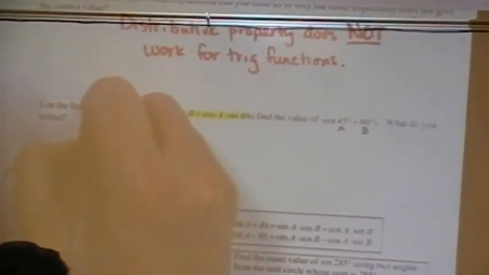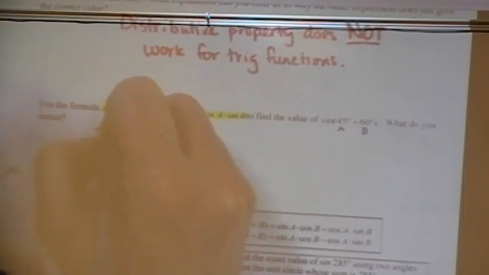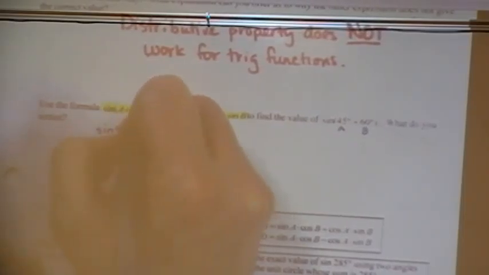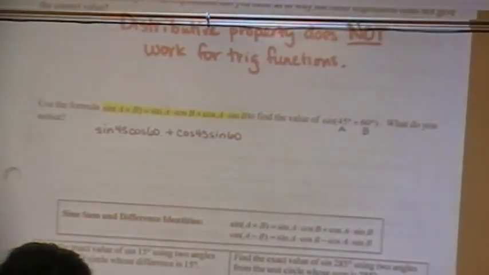So we'll say that the 45 is our A value and the 60 is our B value. So I'm going to write sine 45 cosine 60 plus cosine 45 sine 60. So far so good?